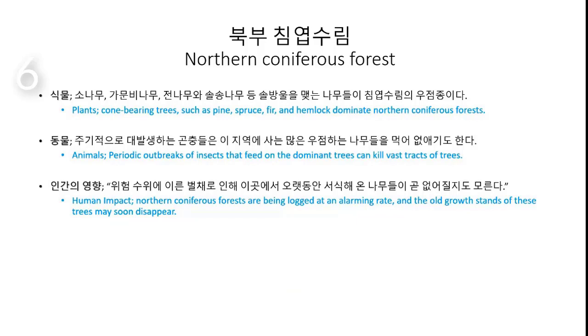Plants. Northern coniferous forests are dominated by cone-bearing trees such as pine, spruce, fir and hemlock, some of which depend on fire to regenerate. Animals. Periodic outbreaks of insects that feed on the dominant trees can kill vast tracts of the forest. Human impact. Although they have not been heavily settled by human populations, northern coniferous forests are being logged at an alarming rate, and the old growth stands of these trees may soon disappear.